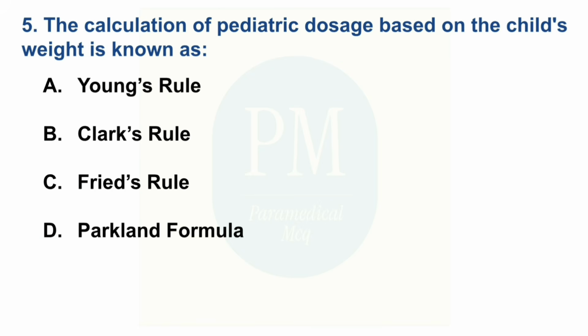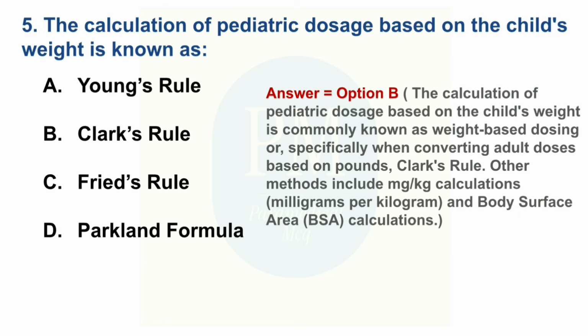The calculation of pediatric dosage based on the child's weight is known as: option A, Young's rule; option B, Clark's rule; option C, Fried's rule; option D, Parkland formula. The correct option is option B, Clark's rule.